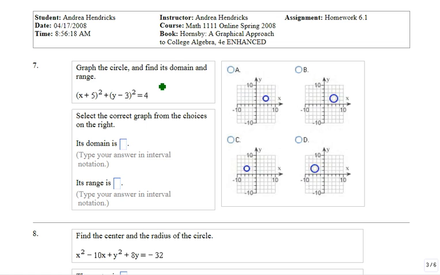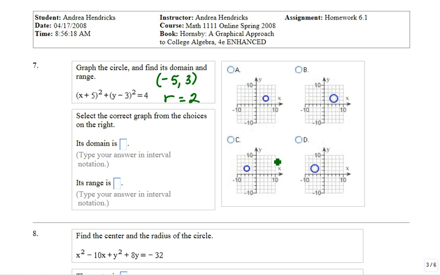Graph the circle, find its domain and range. (x + 5)² + (y − 3)² = 4. So we know that the center is (−5, 3), and the radius is the square root of 4, which would be 2. So we're looking for a center in the second quadrant, right, left, and up, with a radius of 2.